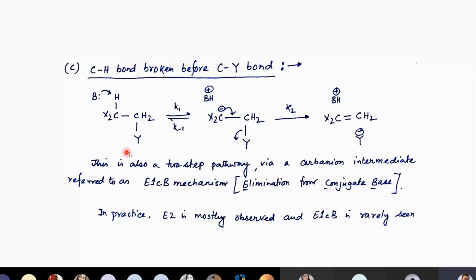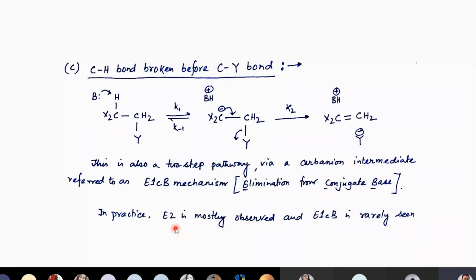In this process, it can be seen that this next step, this K2 step, is basically the rate-determining step. So it is also kind of bimolecular. The rate equation will appear as second order. Okay. This is also a two-step pathway via carbanion intermediate. This is why it is known as E1CB, elimination via conjugate base or elimination from conjugate base. Okay, that is how it is E1CB mechanism.